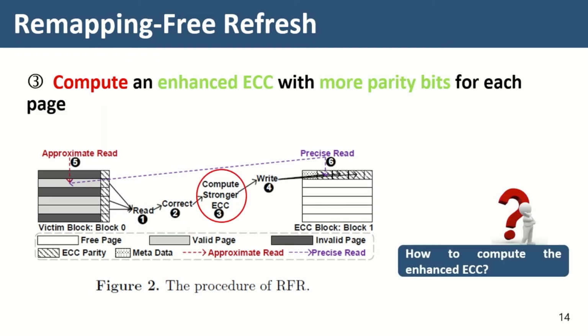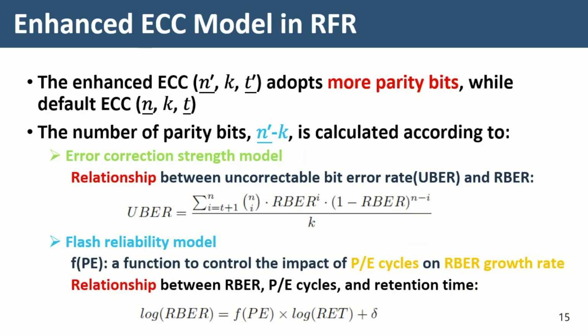Then, in the third step, RFR computes an enhanced ECC with more parity bits for each page, which can correct more errors. So, what is enhanced ECC? Now I would like to introduce it clearly. The enhanced ECC adopts more parity bits to enhance the error correction capability of ECC.